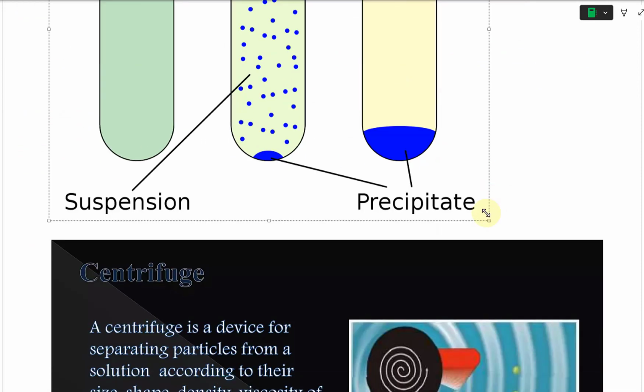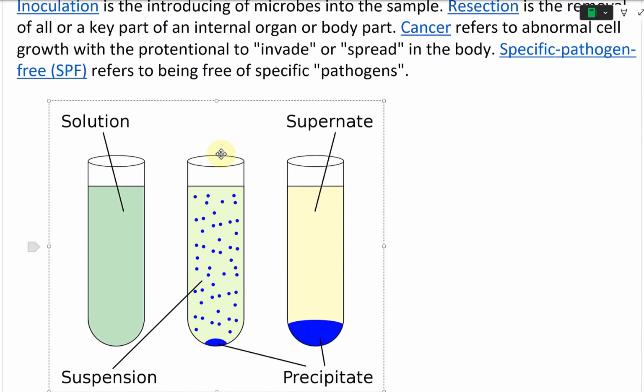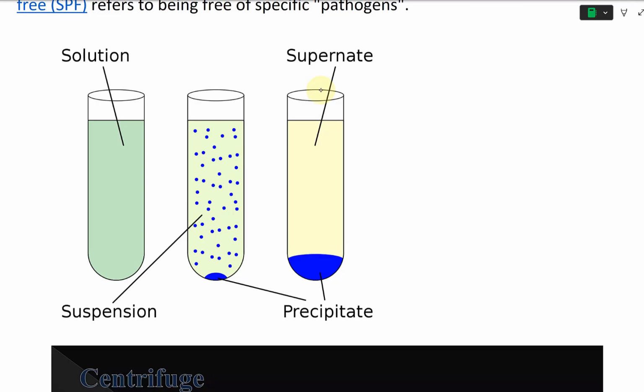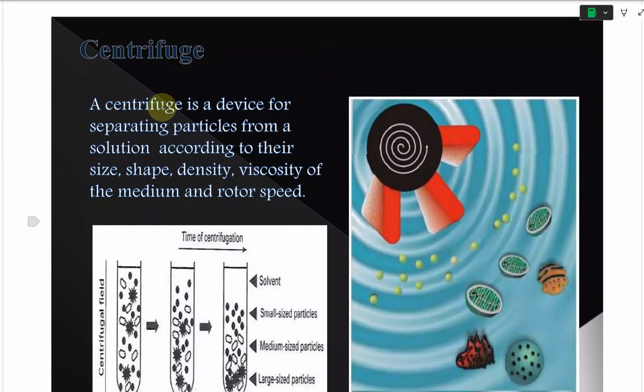So going back to that supernate or supernatant, if you have a solution right here, with a solvent mixed in, and there's a solute, these particles inside. And now, this is a solution. The solution is all blended in perfectly, but then here is a suspension, when you can see these visible particles. And then the supernatant is, once you, for example, centrifuge it or you let it settle, then you're going to have the fluid on top. That's a supernate or supernatant. And the centrifuge is basically a device for separating particles from a solution according to their size and shape and density, viscosity of the medium, and rotor speed.